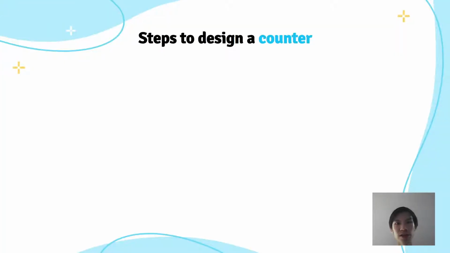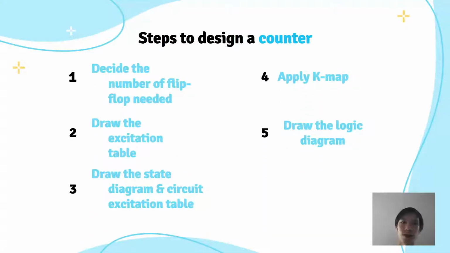There are usually 5 steps to design a counter. The first step is to decide the number of flip-flops needed. Then we need to draw the excitation table. The third step is to draw the state diagram and circuit excitation table. After we have the circuit excitation table, we can apply the K-map to get the Boolean equation for the logic diagram. Lastly, we draw the logic diagram according to the K-map we get.